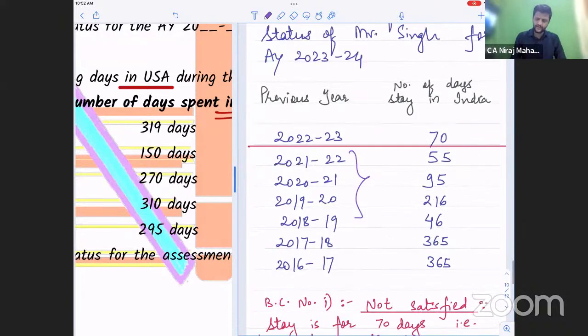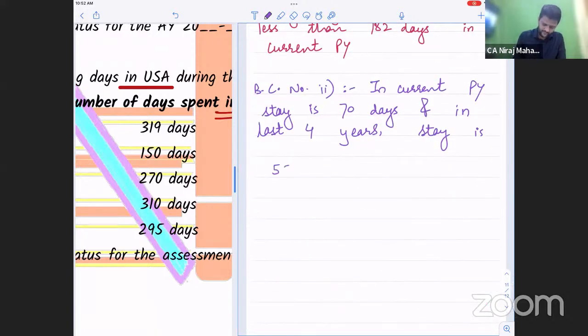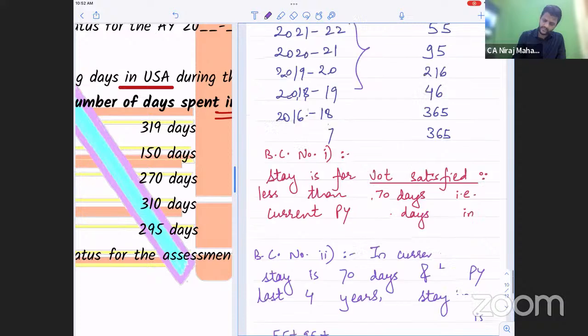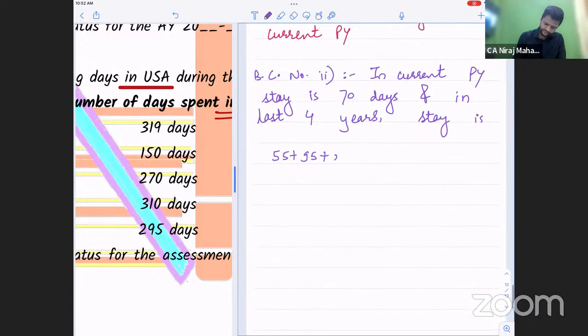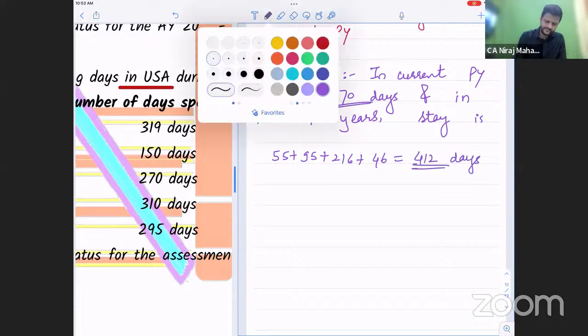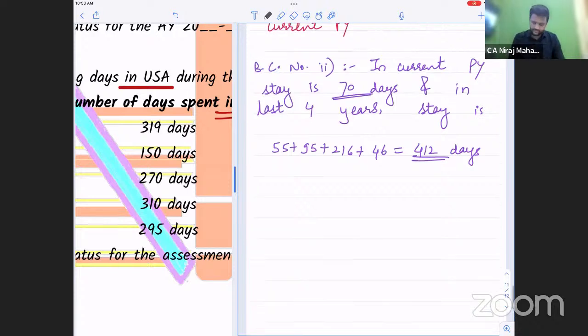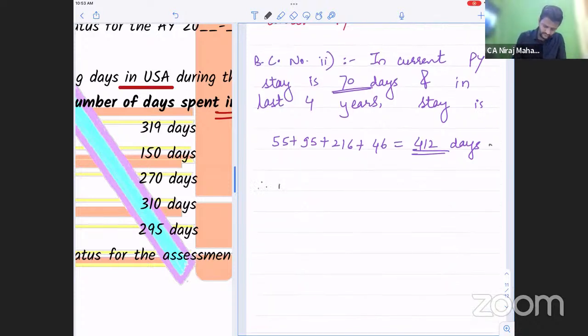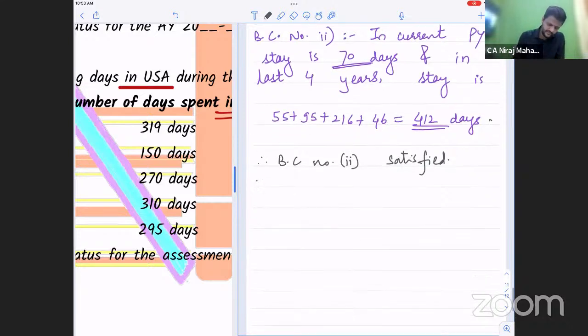stay is, well, I'll write down the numbers. 55 plus 95 plus 216 plus 46. How much? 412 days. Tell me, satisfied or not satisfied? Yes. Therefore, basic condition number 2 is satisfied. Okay? Yes. Therefore, obviously, Mr. Singh is Resident.